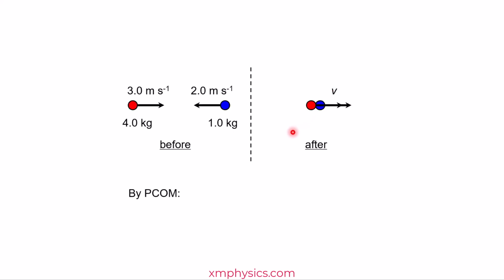And that makes our calculation very easy because just by PCOM alone, just one equation, the outcome is completely solved already. Yeah, it's really that easy because there's only one unknown V, right? Unlike elastic collision where you got V1 and V2.